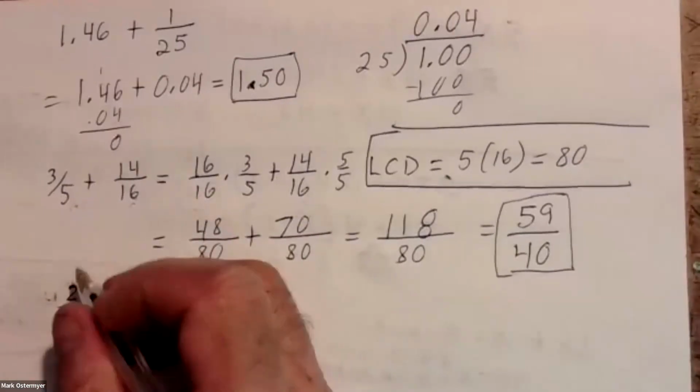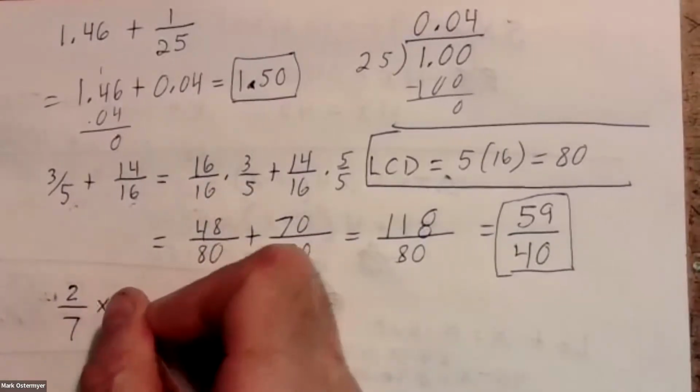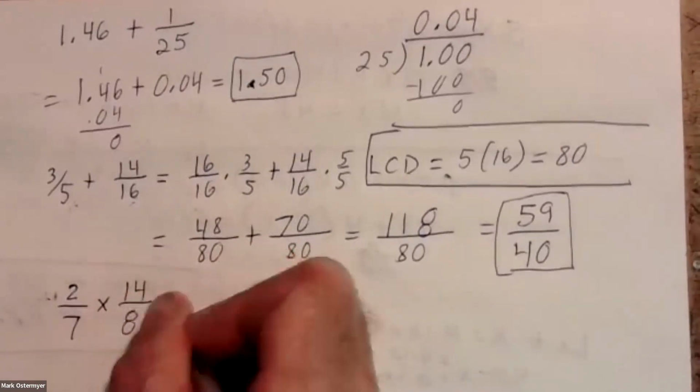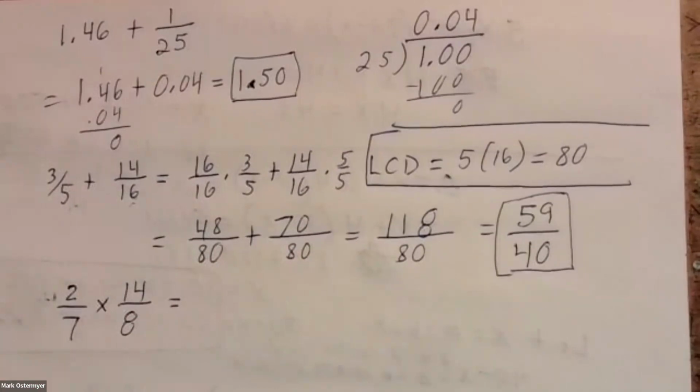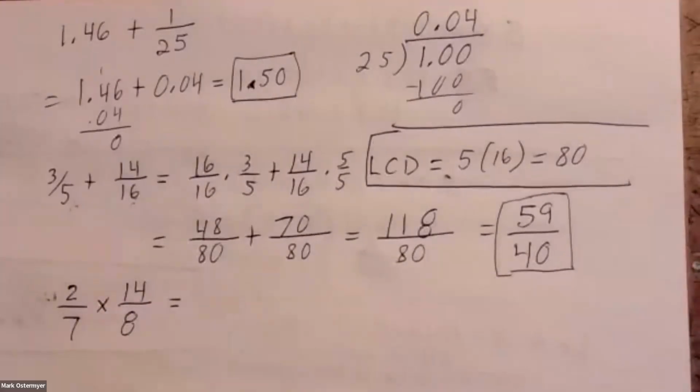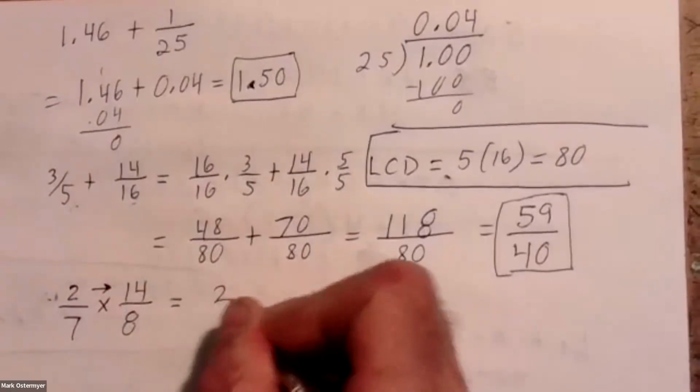All right. Two sevens times what? 14/8. I can just calculate cross forward both, right? I could just multiply 7, multiply 8, and then 2 multiply cross forward. Yeah, straight forward. 2 times 14 is 28. 8 times 7 is 56, right?